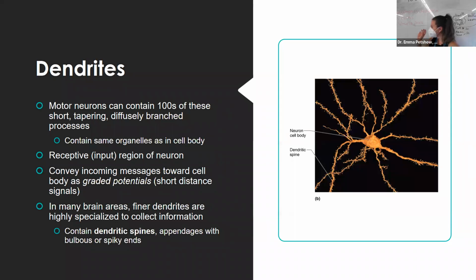In the brain, you can have even more specialized function of dendrites that collect specific information. In the brain, the central nervous system, they might even contain little spines or appendages that have bulbous or spiky ends. Again, these are to receive specific chemical messengers or specific messages to certain parts of the brain tissue. But overall, think about dendrites as having organelles and metabolic ability. They're going to have receptive input, and they're going to transmit that up to the neuron body. And that input is going to be as a graded potential.